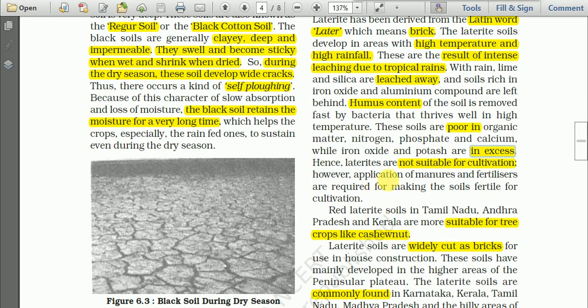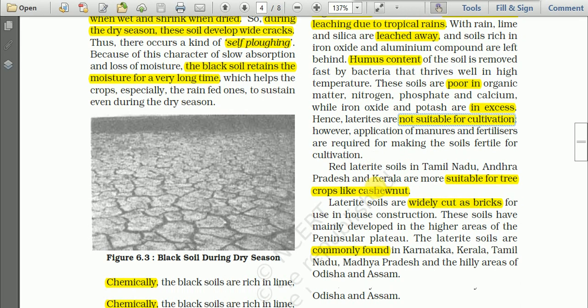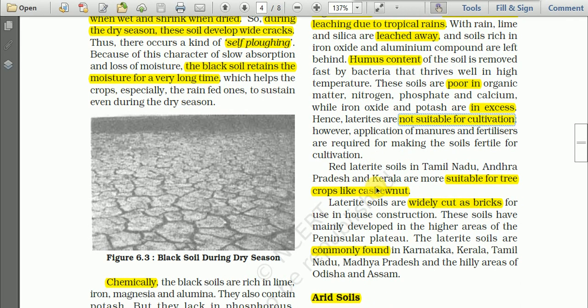Hence, laterite soils are not suitable for cultivation. Application of manures and fertilizers is required for making the soils fertile for cultivation. And laterite soils in Tamil Nadu, Andhra Pradesh, Kerala are more suitable for tree crops like cashew nuts.